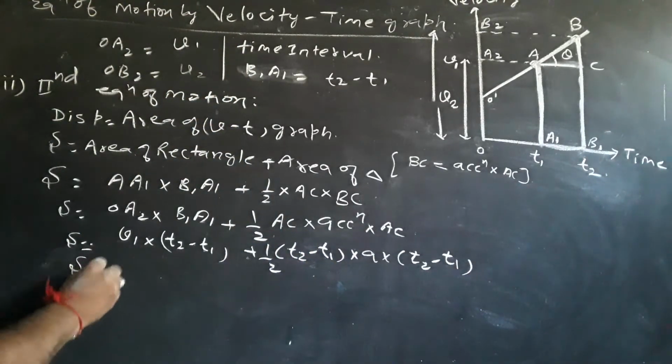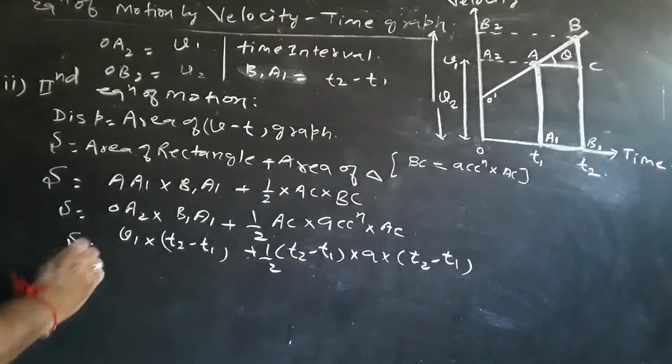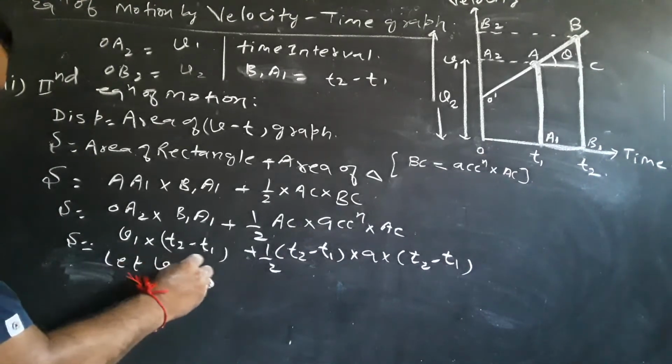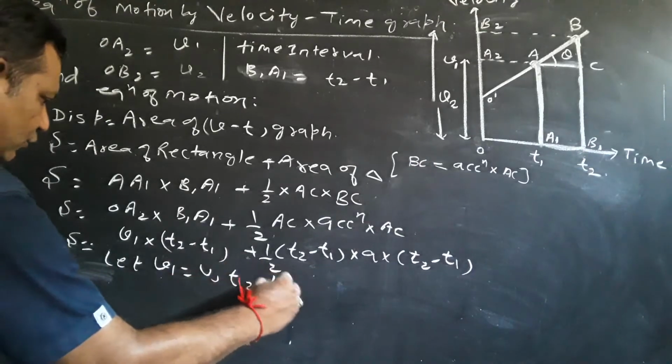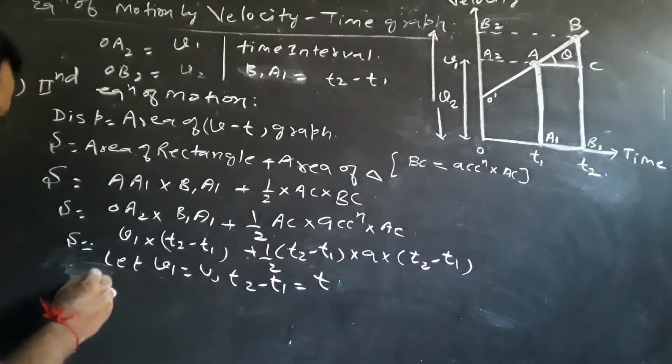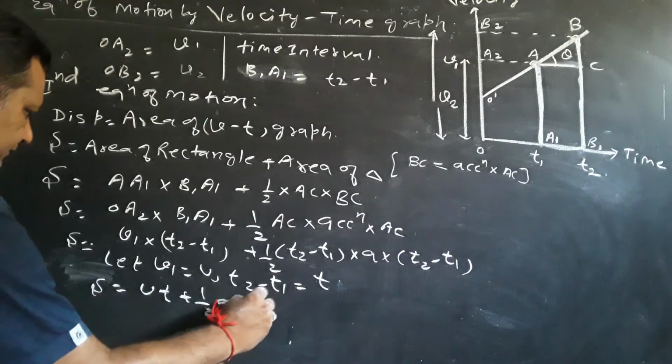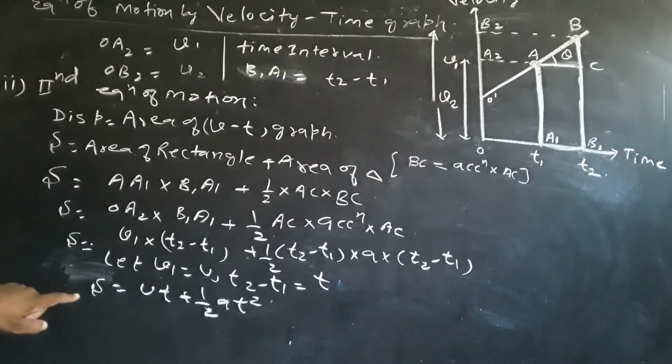So S is equal to, now we know, let V1 is equal to U, T2 minus T1 is equal to T. So S is equal to UT plus half into AT square. This is called the second equation of motion.